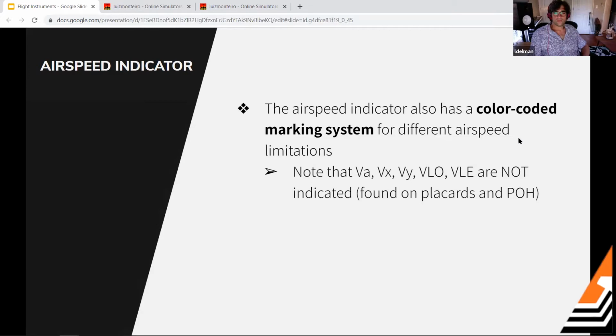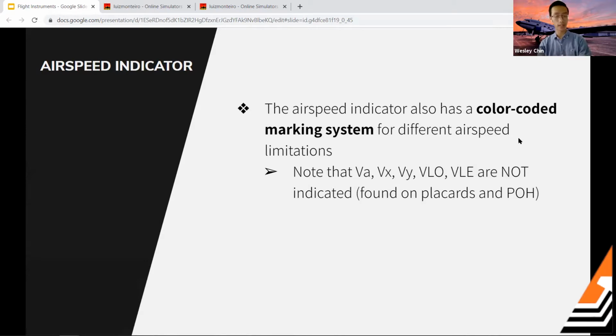So when you look at an airspeed indicator, right, you've got the needle and you've got different airspeeds, 40, 60, 80, and all that. But it's a little bit more than that. We've got a color-coded marking system for different airspeed limitations on the instrument, actually. So we're talking about all your different aircraft V speeds, VFE, VNO, all that kind of stuff. You're actually going to be able to figure out where that is on your airspeed indicator.